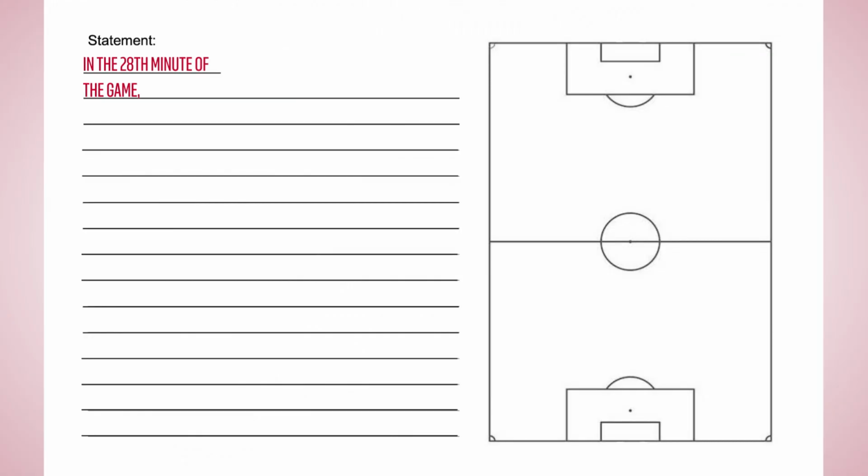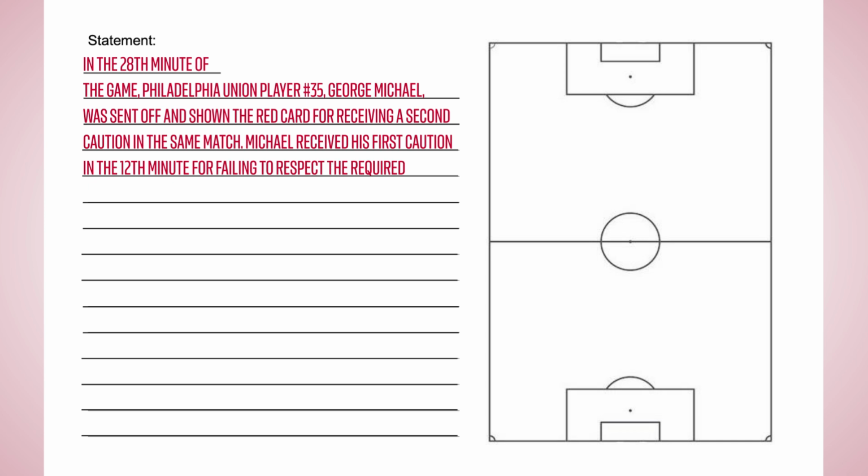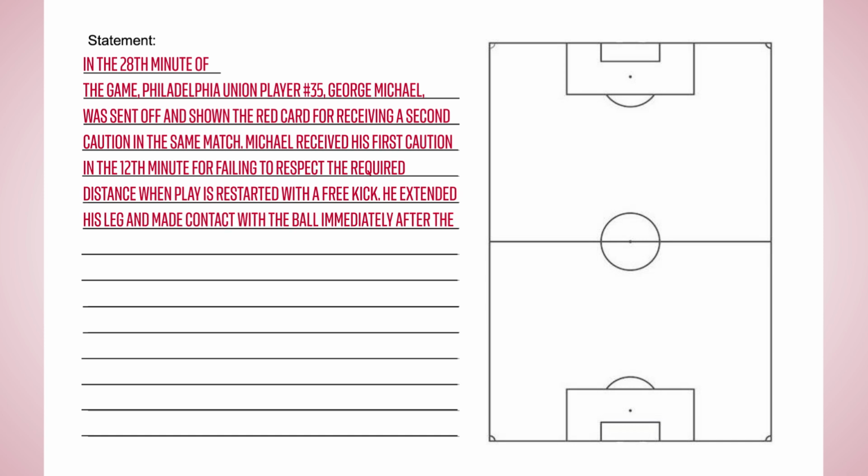In the 28th minute of the game, Philadelphia Union player number 35, George Michael, was sent off and shown the red card for receiving a second caution in the same match. Michael received his first caution in the 12th minute for failing to respect the required distance when play is restarted with a free kick. He extended his leg and made contact with the ball immediately after the taking of a free kick about 5 yards from the halfway line.